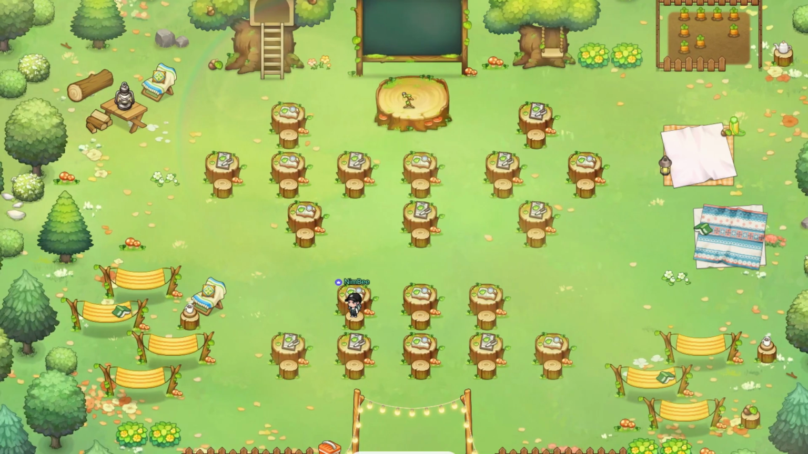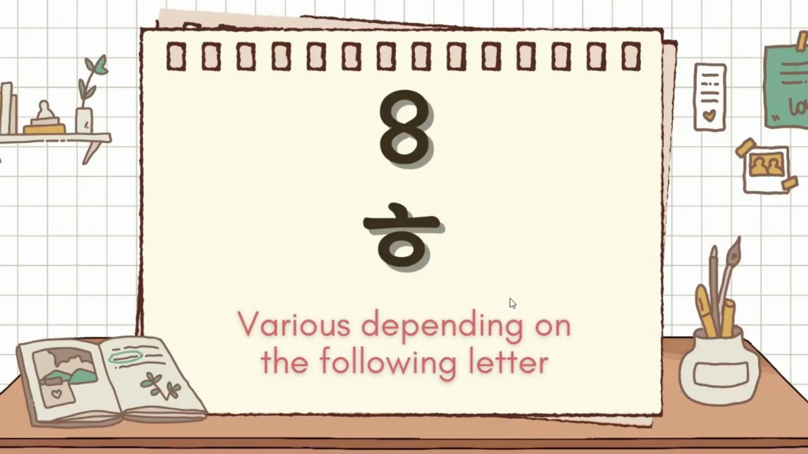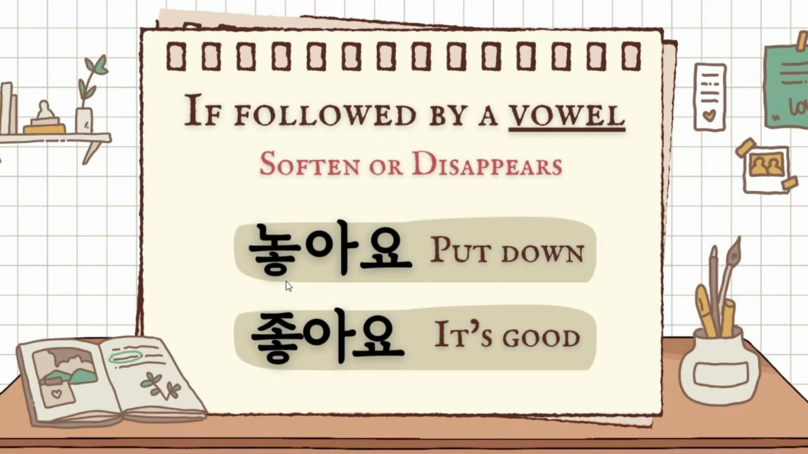Okay, and the last one here in this part is 히읗. 히읗 has various sounds depending on the following letter. Let's see, what does it mean? When you see 히읗 in the 받침, you have to pay attention to the following sound, to the following letter. If 히읗 is followed by a vowel, the sound would be softened or disappear.